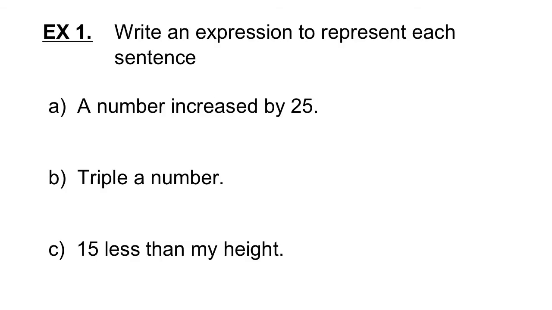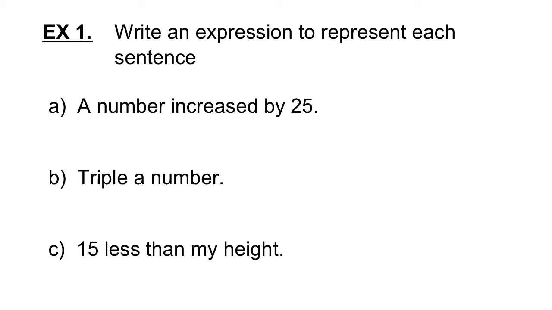So we're going to start off with some easier ones to practice with. We're going to write an expression to represent each sentence. Okay, so we're going to start off with a number increased by 25. So let's go through our process. What is the unknown? What's our variable? Well, it's this thing. It's a number. We don't know what the number is, so we're going to assign a variable to represent it.